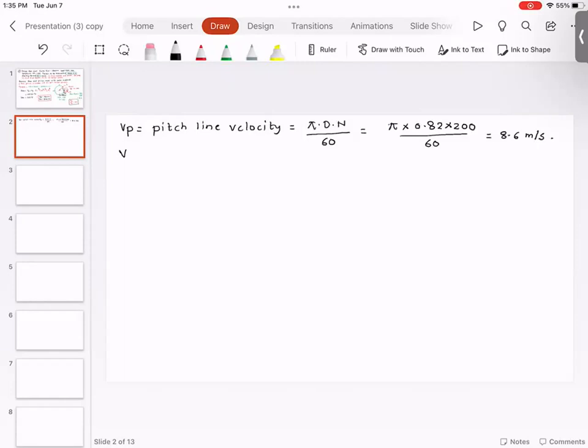Now please note V is less than or equal to 12.5. That means CV, the velocity factor, I would look at the equation for the velocity factor that is given in chapter 28, which is 3 divided by 3 plus V, which is 3 plus 8.6, equal to 0.26.